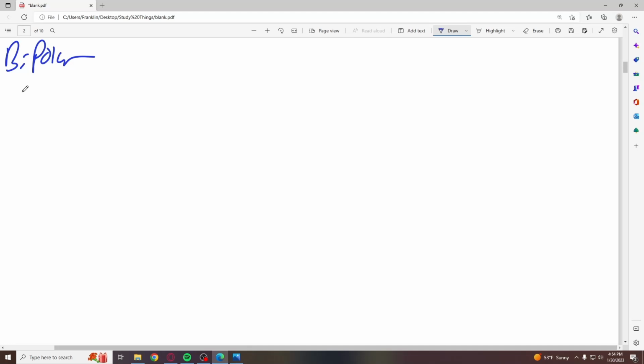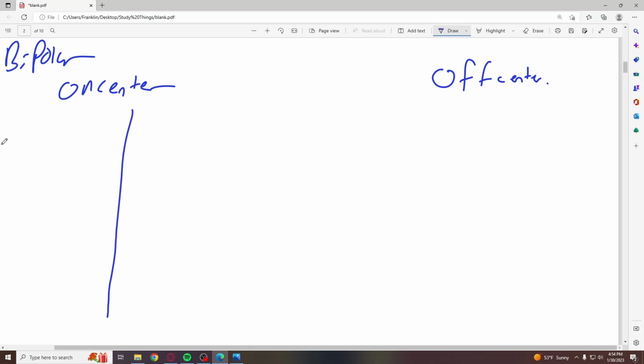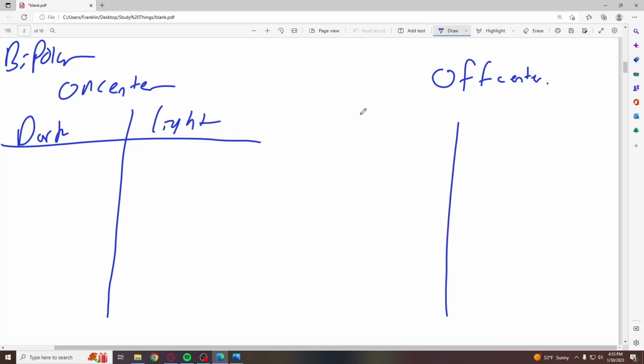There's the on-center, and then there's the off-center. So, next scenario, dark and light, and this is going to be a scenario with, again, dark and light.